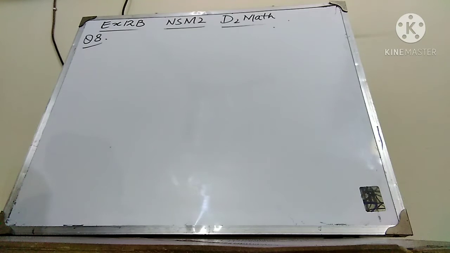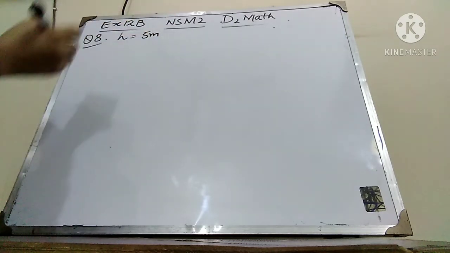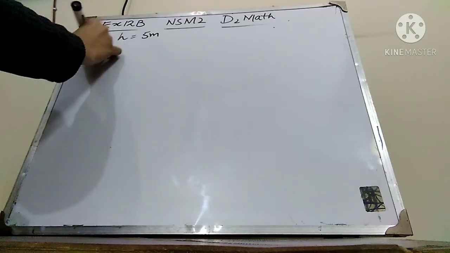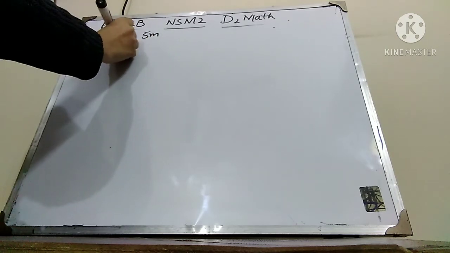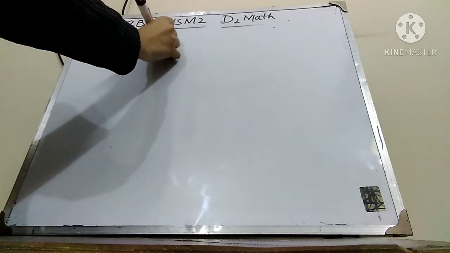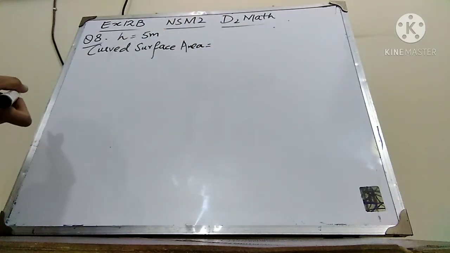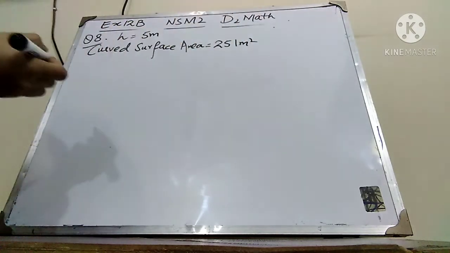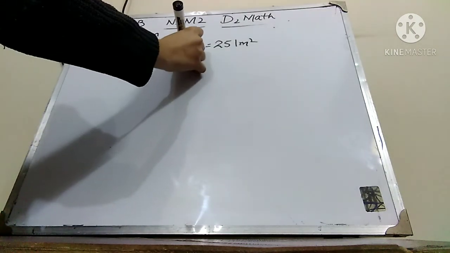Students, question number 8: an open cone has a slant height of 5 meters. There is an open cone whose slant height is given, which is 5 meters, and a curved surface area of 251 meters square. Now the curved surface area is 251 meters square. Find the radius of the circular base. Now we have to find out the radius.